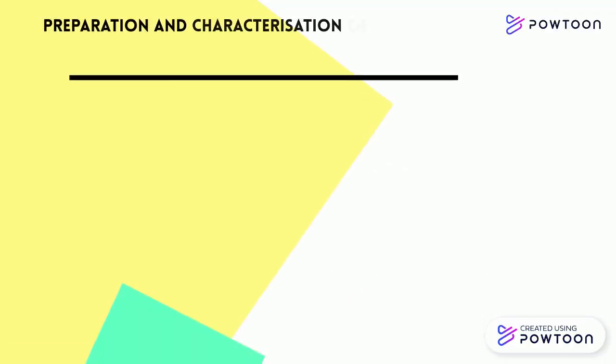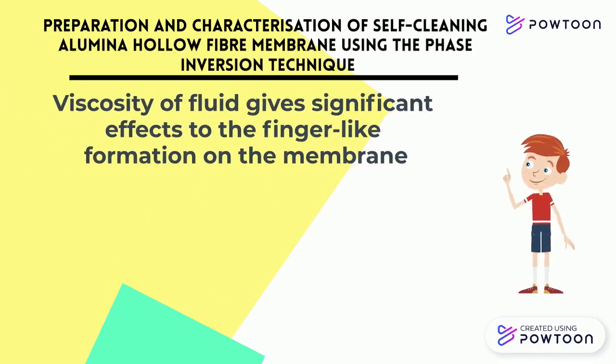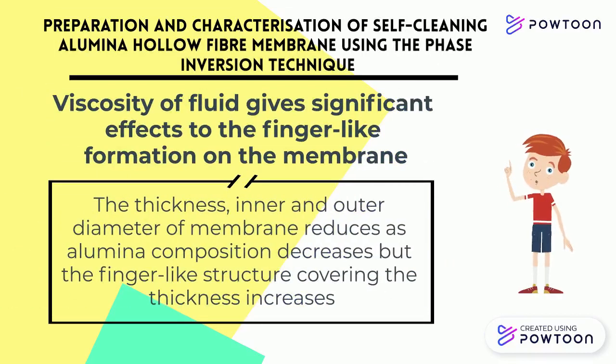For the second article, on the alumina hollow fiber membrane, it shows that the viscosity of the fluid has a significant effect on the finger-like formations in the membranes. By reducing the alumina composition, the thickness and the inner and outer diameter of the hollow fiber membrane will decrease, but this is in contrast to the formation of the finger-like structure on the thickness of the membrane. The finger-like structure is affected by the amount of alumina polymer ratio used. As the viscosity decreases, the finger-like structure also decreases.